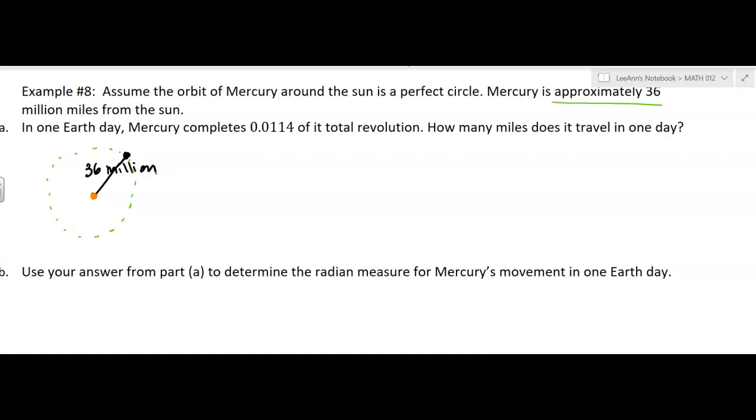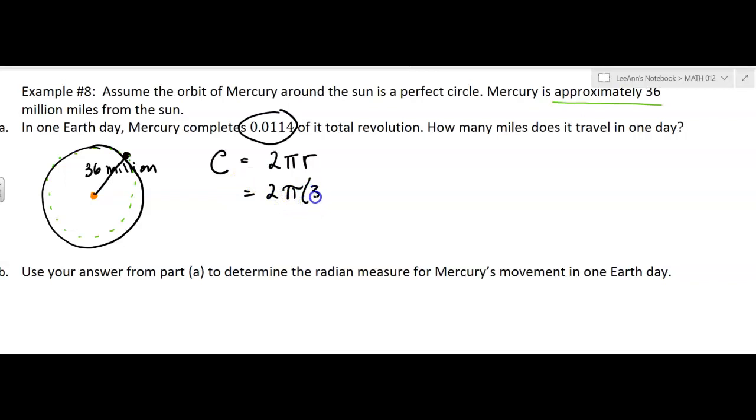All right. In one Earth day, Mercury completes 0.0114 of its total revolution. How many miles does it travel in one day? So what we need to do is figure out the circumference of this circle here. We know circumference is 2 pi r, and we know the radius, so 2 pi times 36. So that's going to be 72 times pi.